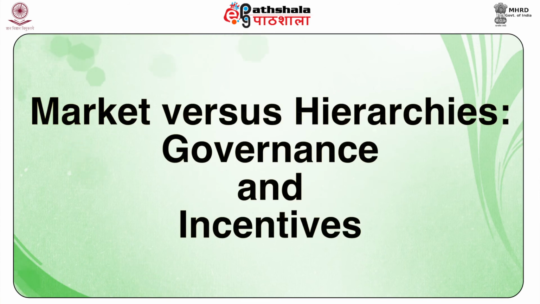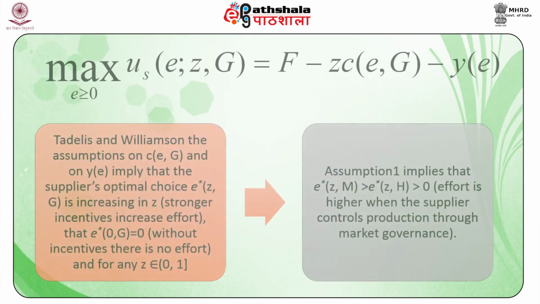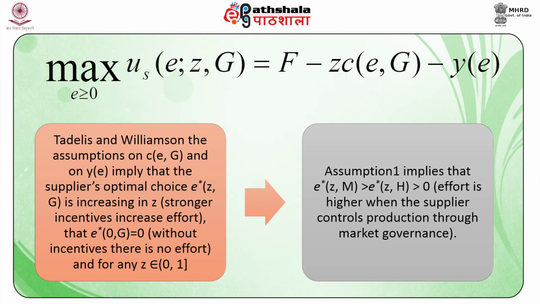Market versus hierarchies, governance and incentives. Let us first consider the objective of the supplier, which is to maximize U(e,z,G), which is equal to F minus zC(e,G) minus Y(e). According to Tadelis and Williamson, the assumptions on C and Y imply that the supplier's optimal choice e star is increasing in z, that e star is equal to 0 without incentives, so without incentives there is no effort. And for any z belonging to 0 and 1, assumption 1 implies that e star(z,M) is greater than e star(z,H), which is greater than 0.